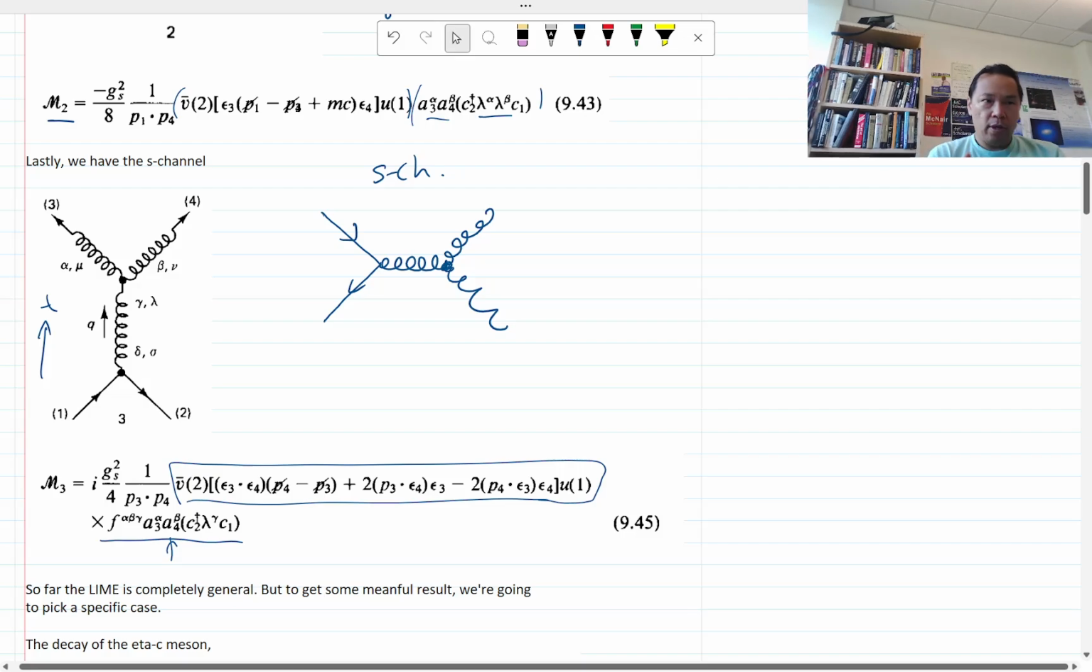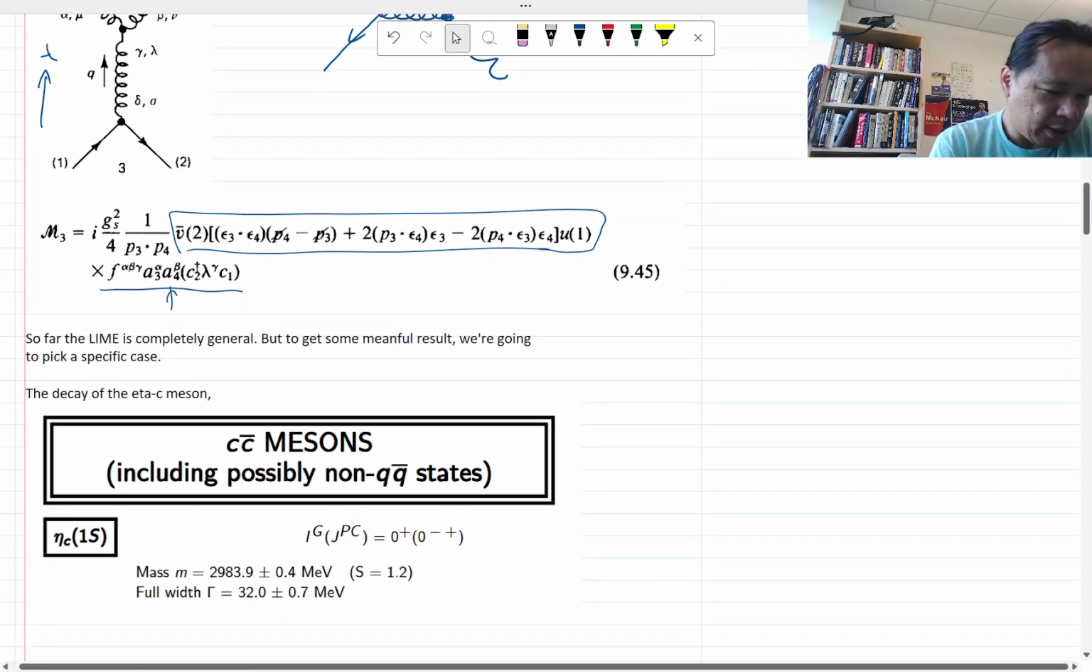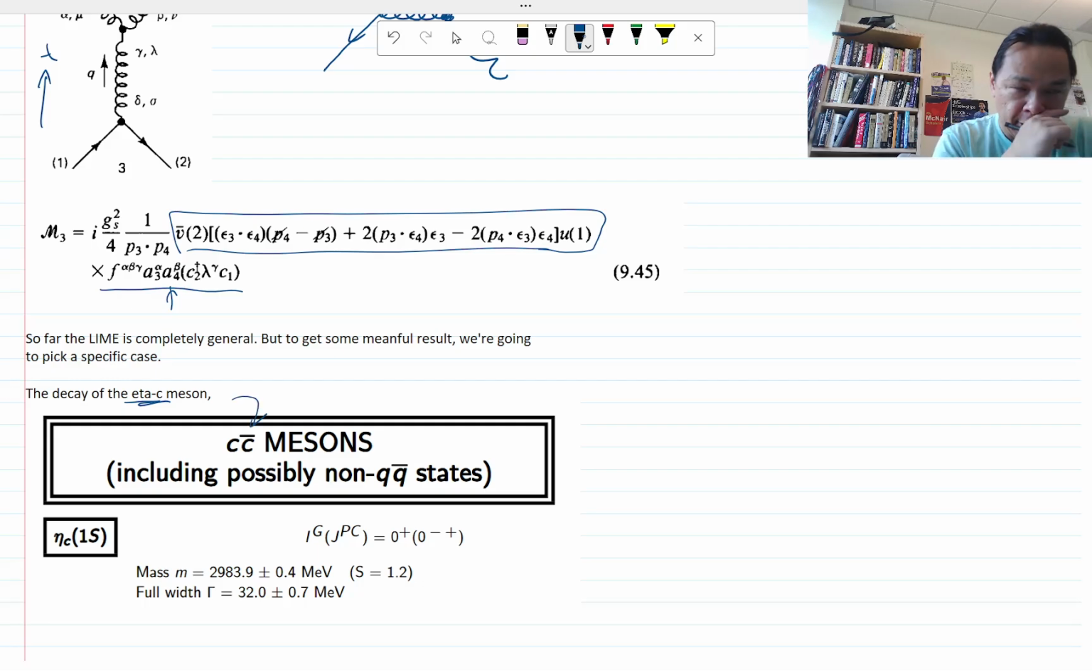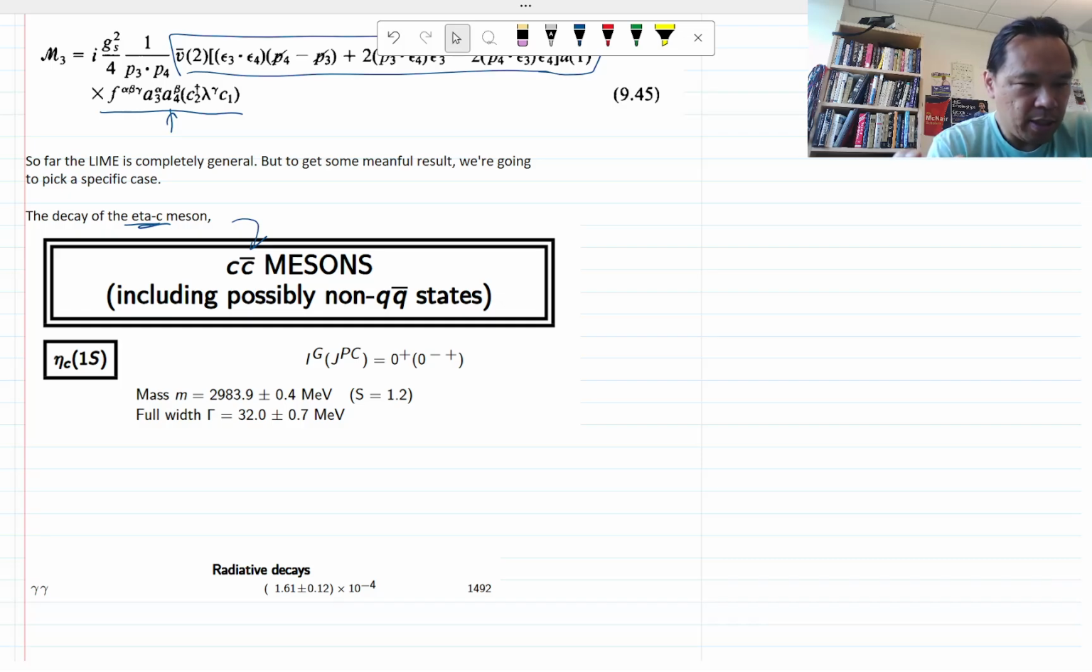Okay, so why are we doing this? Because you can't really compute anything with this anyway. What we're going to do is pick a particular case, which is the decay of the eta C meson. It's going to be a little bit of a homework problem for you to look this up in the PDG, but hopefully you can find it easily. It's a c c-bar meson. It's also known as charmonium, kind of a play on words like lithium or something like that. And then you just put charm, since they're made of charm quarks, you call them charmonium. Okay, and it has all these properties.